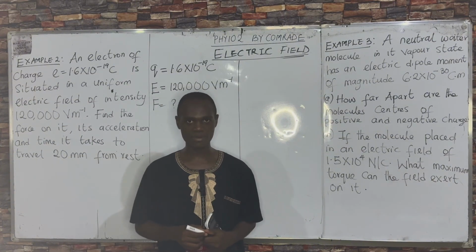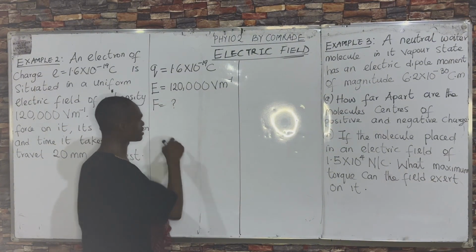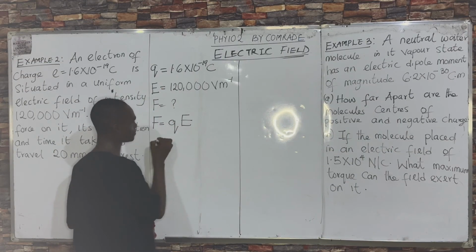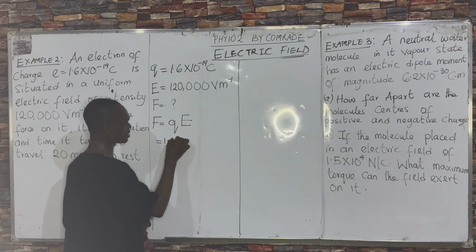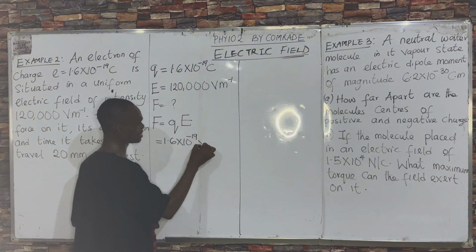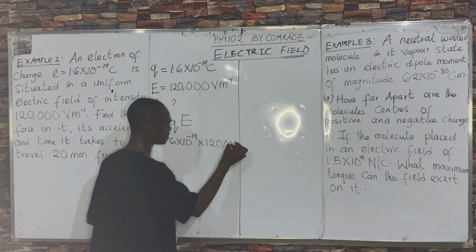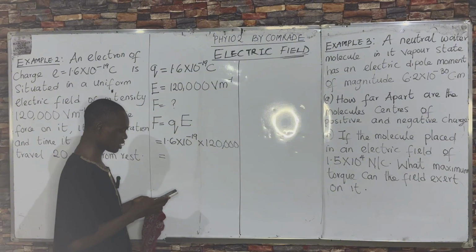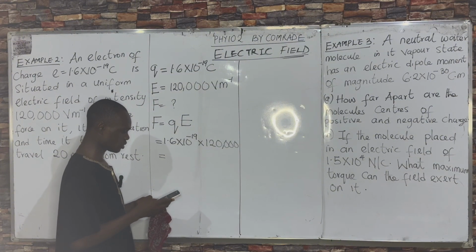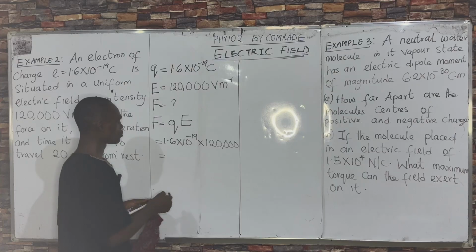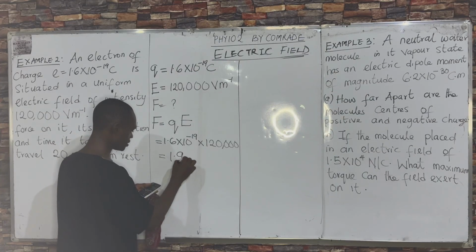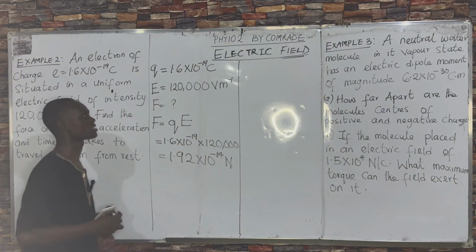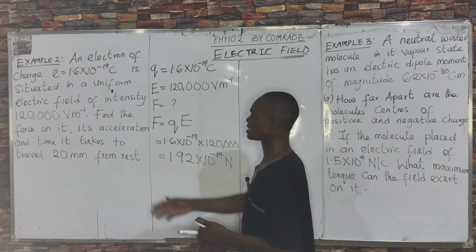Remember that I told you that beautiful way to write this thing, right? F is equals to QE. So what is Q? Q is 1.6 times 10 raised to the power minus 19, and E is 120,000. So if we press our calculator, we should be having 1.92 times 10 raised to the power minus 14 Newton. Easy, right?